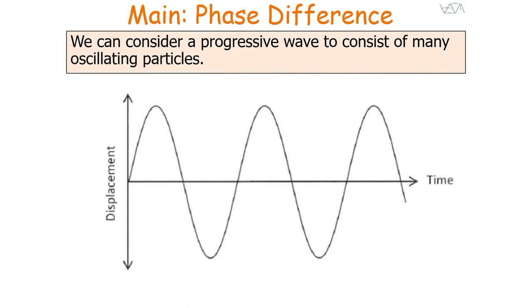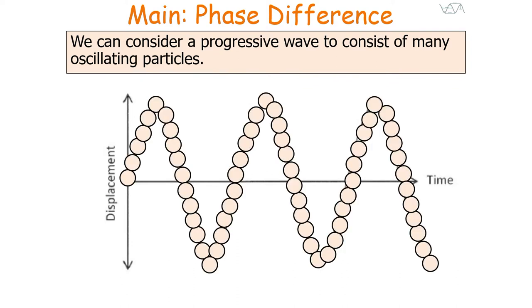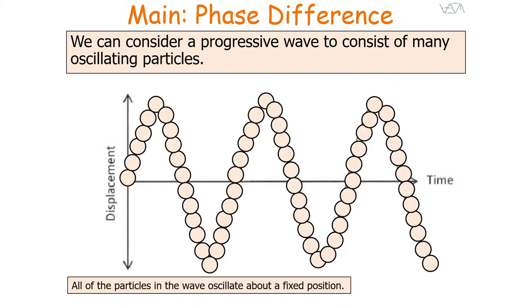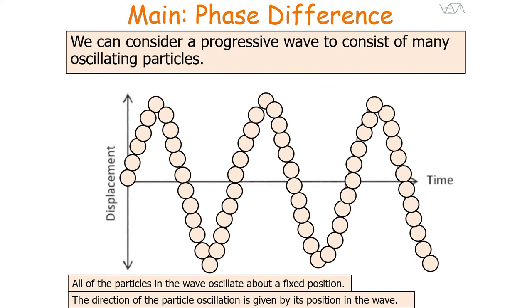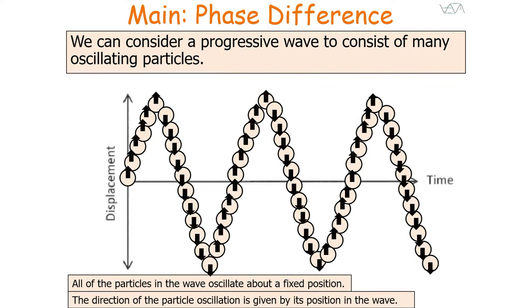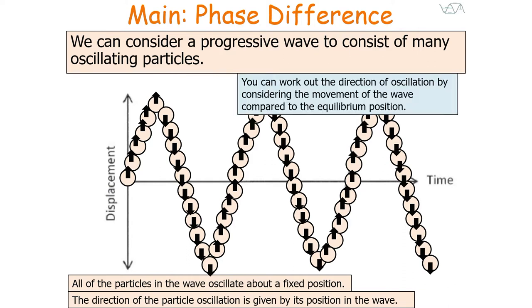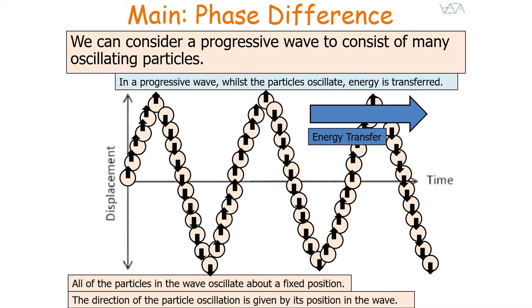Now, we can consider a progressive wave to consist of many oscillating particles if it's in fact a mechanical wave, as shown here. Now, all of the particles will oscillate about a fixed position, and the direction of the oscillation can be given by the position in the wave. So for example, here you can see the direction which these different particles are oscillating. So you can work out the direction of oscillation by considering the movement of the wave compared to equilibrium position. So in this progressive wave, whilst the particles oscillate, the energy is being transferred.